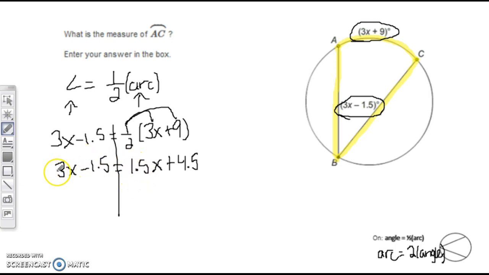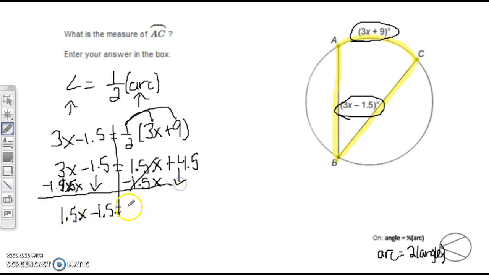Now I have an x on both sides. I want to get those x's on the same side. So I'm going to get rid of 1.5. I'm going to subtract it from each side. Oops, I just lined that up totally wrong. It should be written right here. 1.5, but y'all get the idea. So 3 minus 1.5 would leave me with 1.5x. And then I'm going to plop that straight down and plop that straight down.